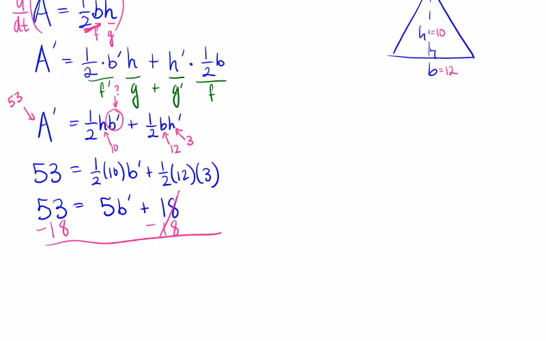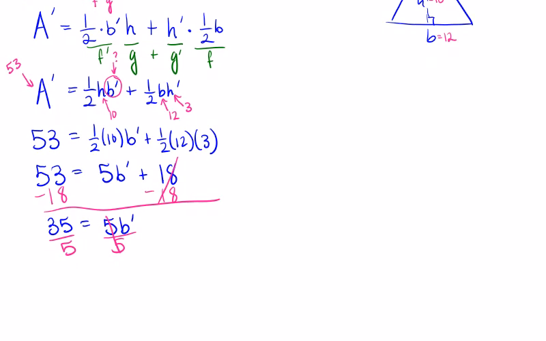And so we get 53 minus 18 is 35 equals 5b prime. We can divide both sides by 5 here. And so we get b prime equals 7. Okay, so we're good there.